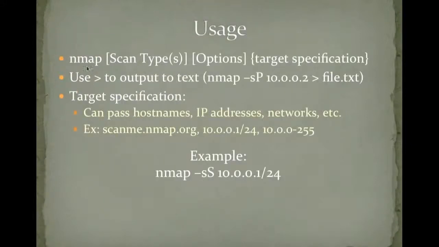The usage for Nmap basically goes like this: in your Linux terminal, Windows terminal, or Mac terminal, you would type in nmap, the scan type, the option, and the target specification. You would use the greater than sign to output it to text. This is in version 6.0 and above, I believe. You would type in nmap -sP 10.0.0.2 > file.txt. For the target specification, you can pass host names, IP addresses, networks, etc.